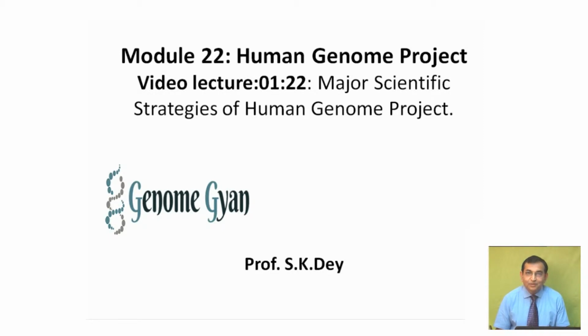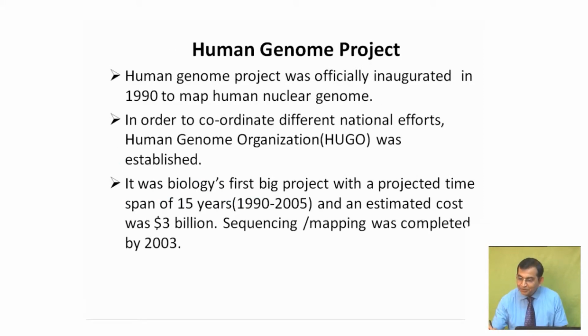In this module, I will discuss the major scientific strategies of the Human Genome Project. The Human Genome Project was officially inaugurated in 1990 to map the human nuclear genome. In order to coordinate different national efforts, the Human Genome Organization, or HUGO, was established.